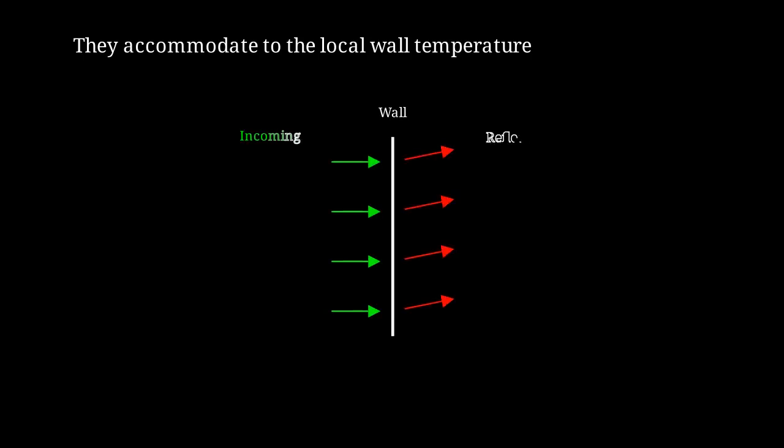Here we see molecules approaching the wall from the left in green. After diffuse reflection, they leave in random directions shown in red, with velocities determined by the wall temperature. Here's where we get to the heart of thermal creep. Consider a molecule approaching a wall at an angle.